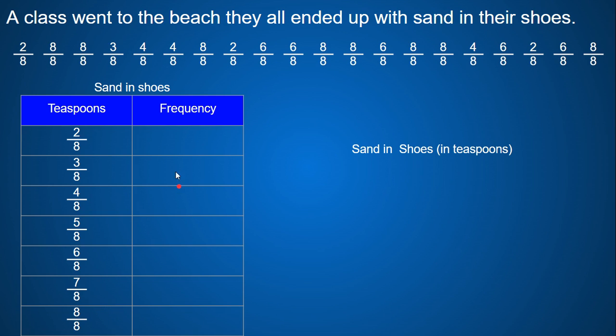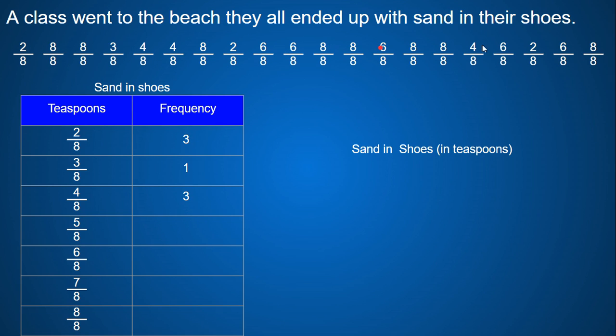Keep everything the same. And now I show how many times 2/8 happened. So the frequency of 2/8. And so let me count them. 1, 2, 3. So 2/8, three people had 2/8 of a teaspoon of sand in their shoe. Go on to 3/8, and just 1 for 3/8. 4/8, 1, 2, 3, and that is it. So three people had 4/8 of a teaspoon in their shoe.